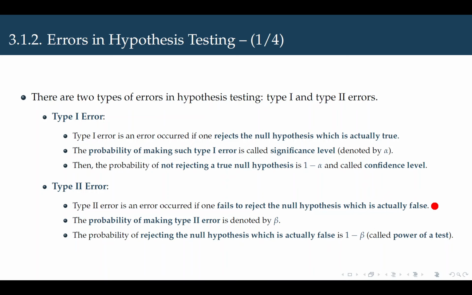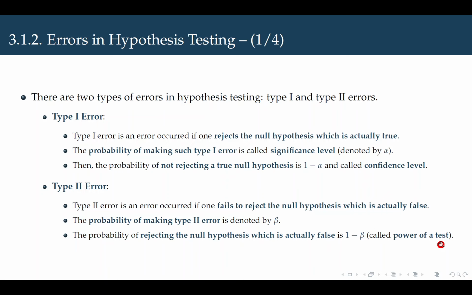Type 2 error is not rejecting a false null hypothesis. The null hypothesis could be false, but if it is not rejected, then we are committing type 2 error. And the probability of making type 2 error is usually denoted by this Greek letter beta. So if the probability of not rejecting a null hypothesis, which is actually false, is beta, then the probability of rejecting the null hypothesis, which is actually false, is 1 minus beta. And this 1 minus beta is called power of a test.